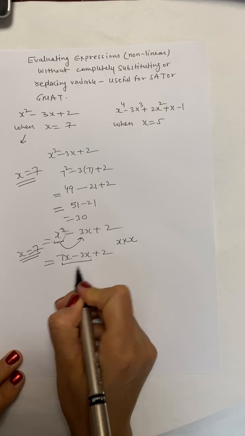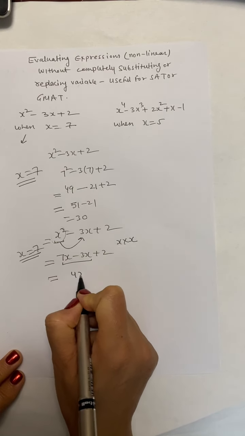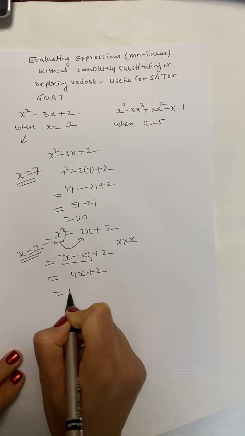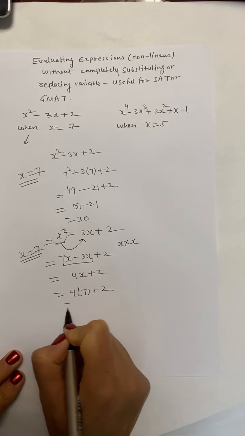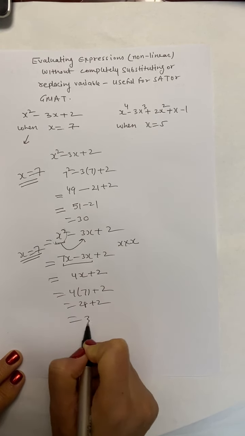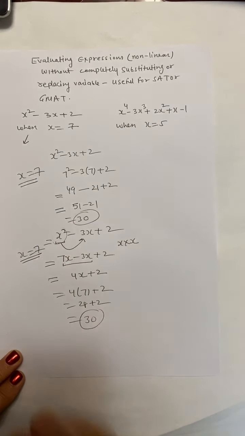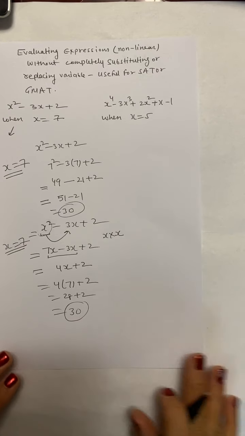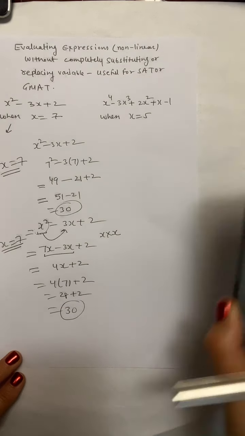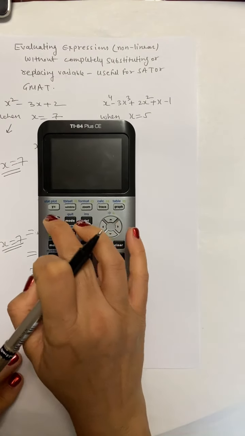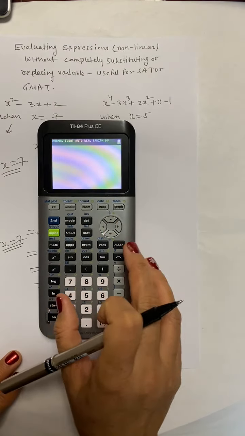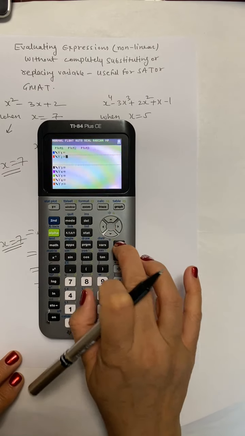Now 7x minus 3x, collecting like terms, gives me 4x plus 2, and now I just substitute 7, and this is equal to 30. So I got exactly the same answer here. Now I'm going to check it using the GDC, to see whether we got the same answer or not.